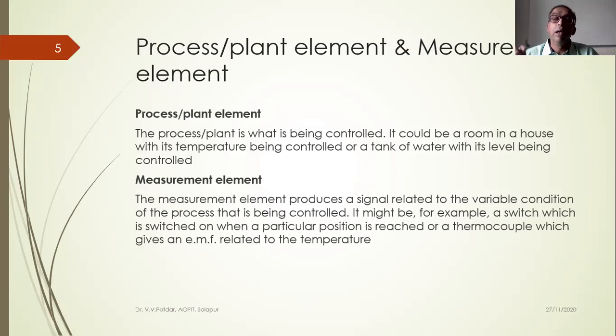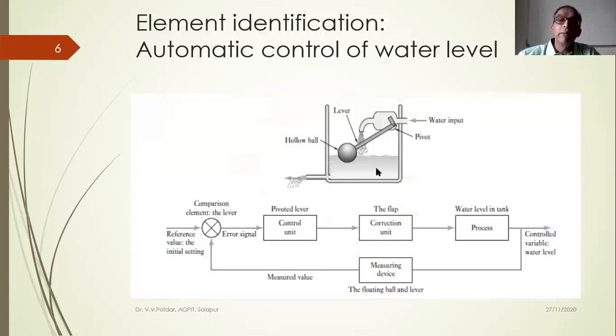So the measurement element produces a signal related to the variable condition of the process that is being controlled. It might be, for example, a switch which is switched on when a particular position is reached, or a thermocouple which gives an EMF related to the temperature. So this is the sensor transducer that is used for measurement of process parameters. So that is my measurement element. So element identification, let us quickly see an example. Automatic control of water level. Just see that figure.